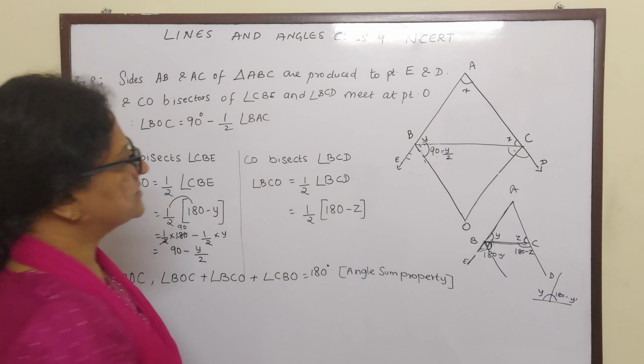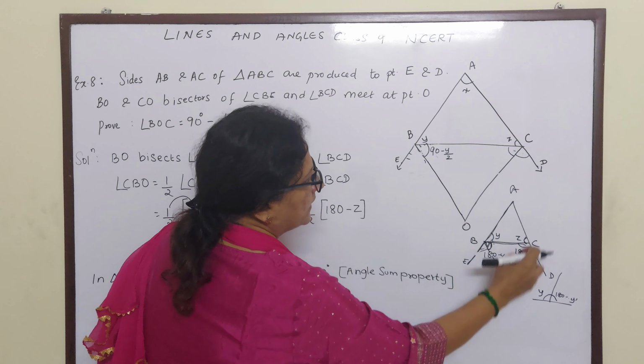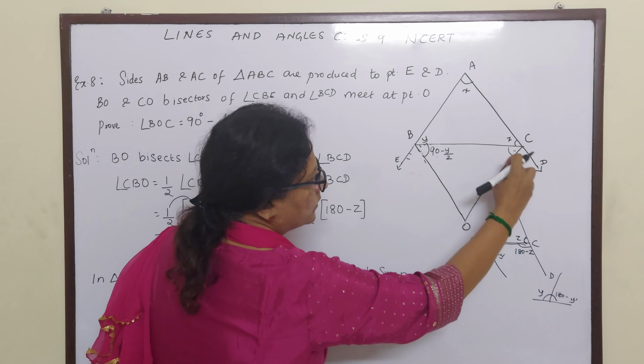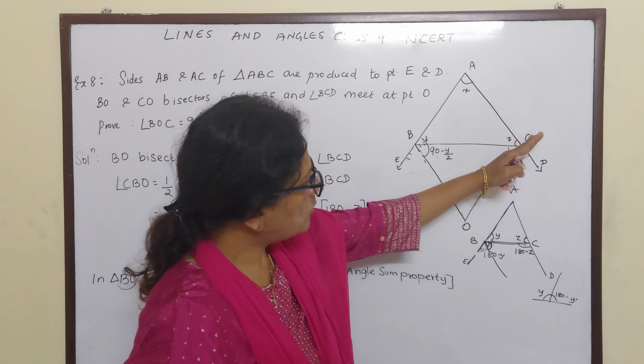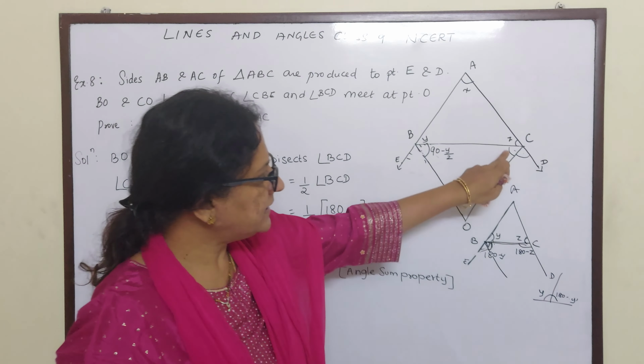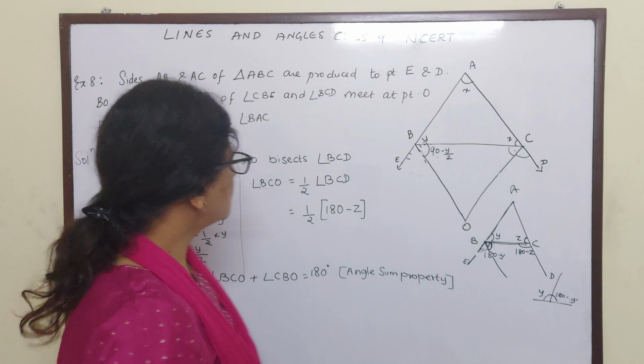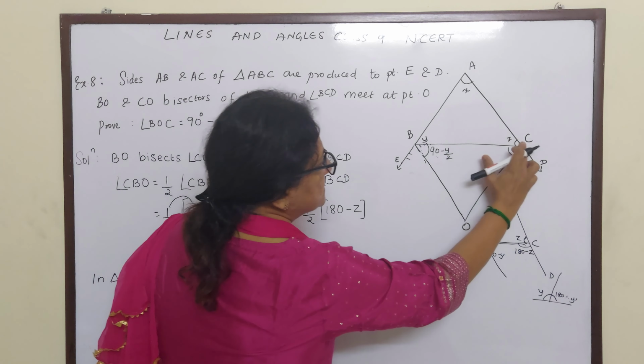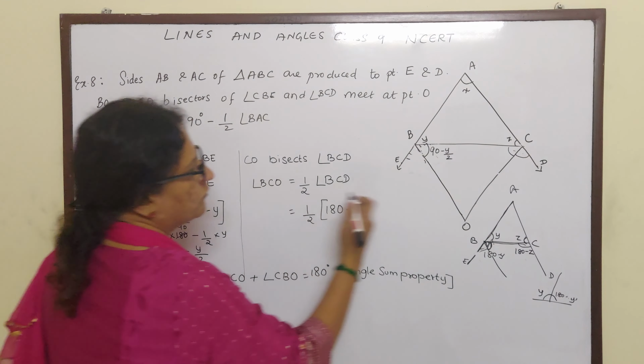In the same way, children, if this full is 180 minus z, that means CO is bisecting. It is cutting this into two equal halves. So CO is bisecting BCD. So BCO, what is BCO?